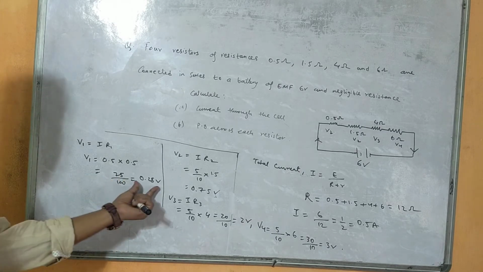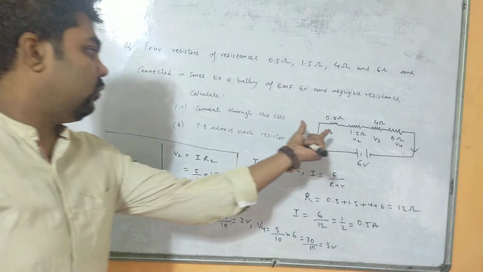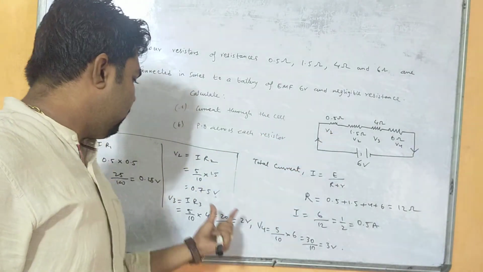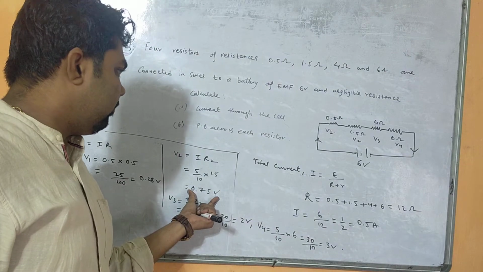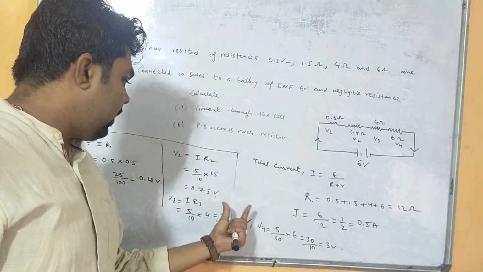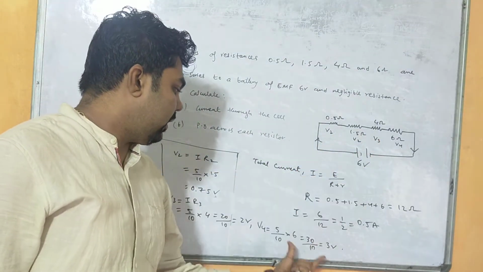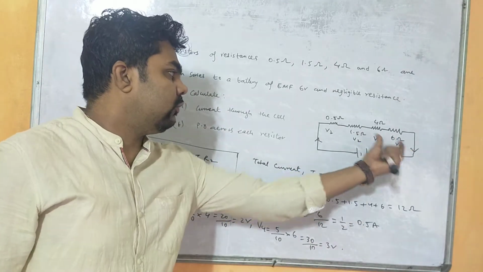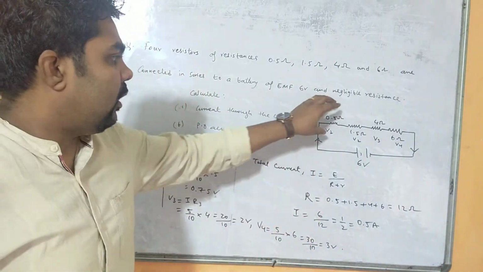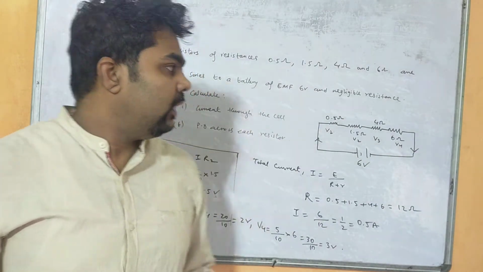Whatever V1 we got, that is the potential drop across 0.5 ohm. V2, 0.75 volt, is across 1.5 ohm. 2 volt is across 4 ohm, and 3 volt is across 6 ohm. So this is how we calculate the potential drop across each resistor.